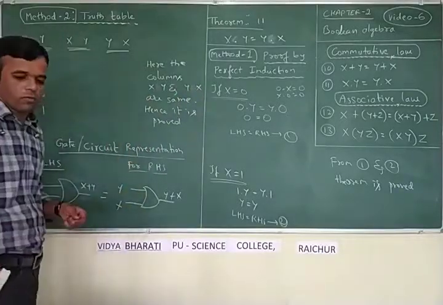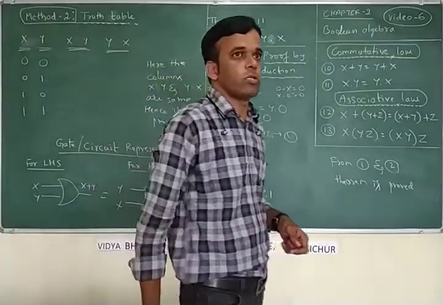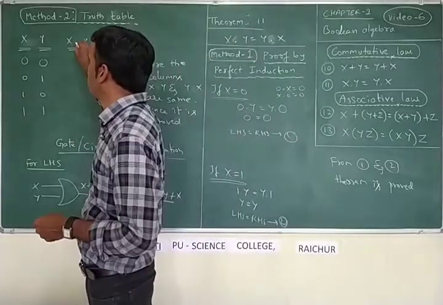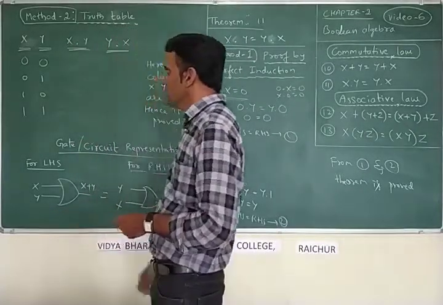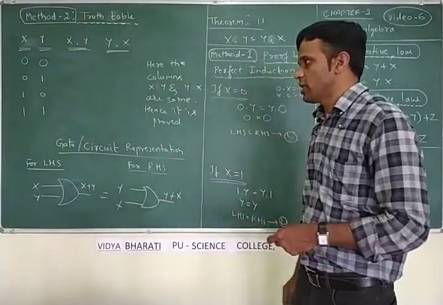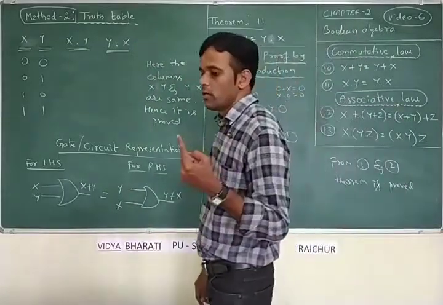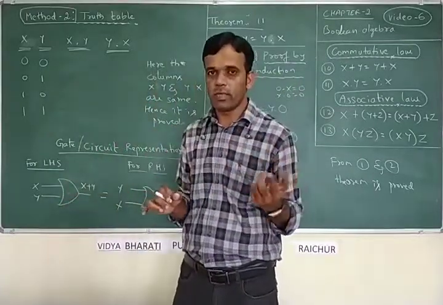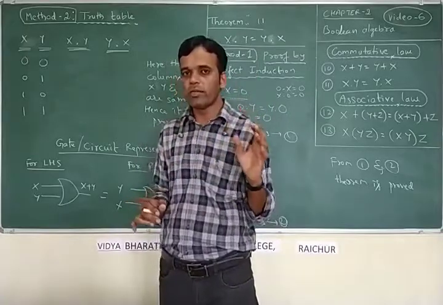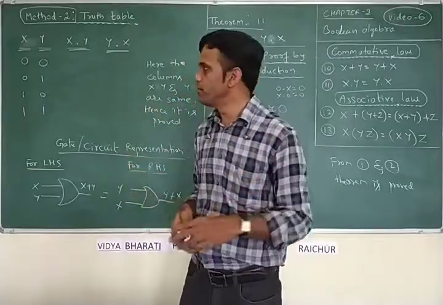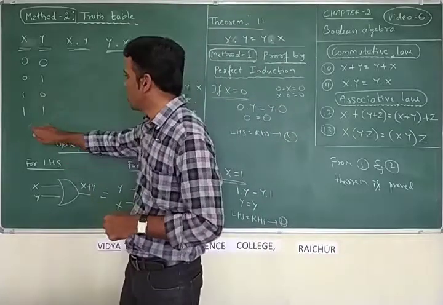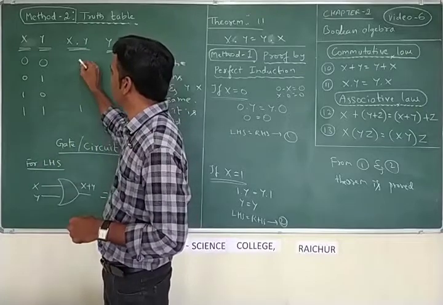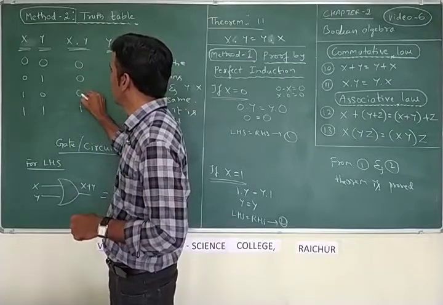So again there are 4 possible cases: 0 0, 0 1, 1 0, 1 1. But we are having AND operation this time. So AND operation says that the answer is going to be 1 when both the variables are 1, or else the answer is true when both are true. Here there are 2 variables, so both are 1, here is the case. So here we are going to have 1 for this expression. The remaining cases it is 0.